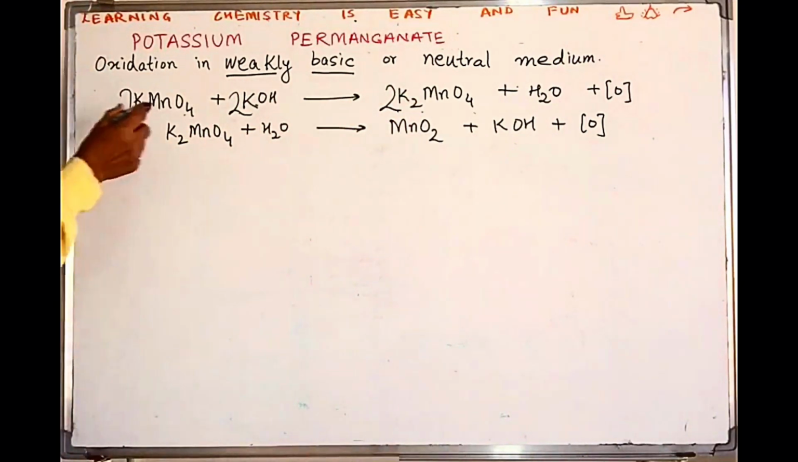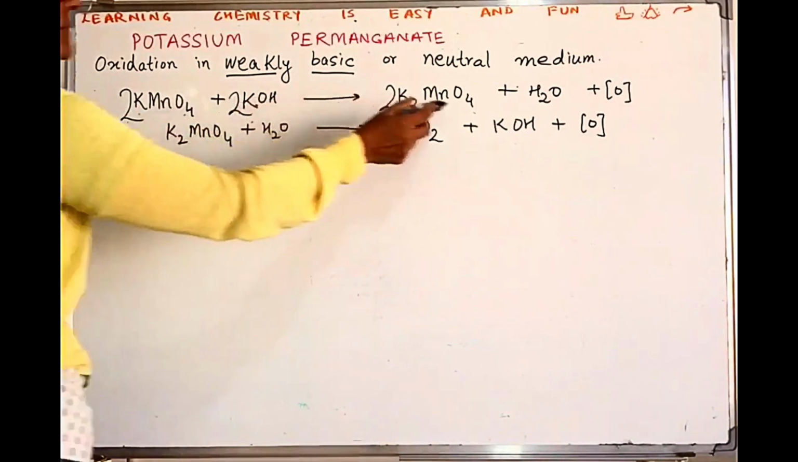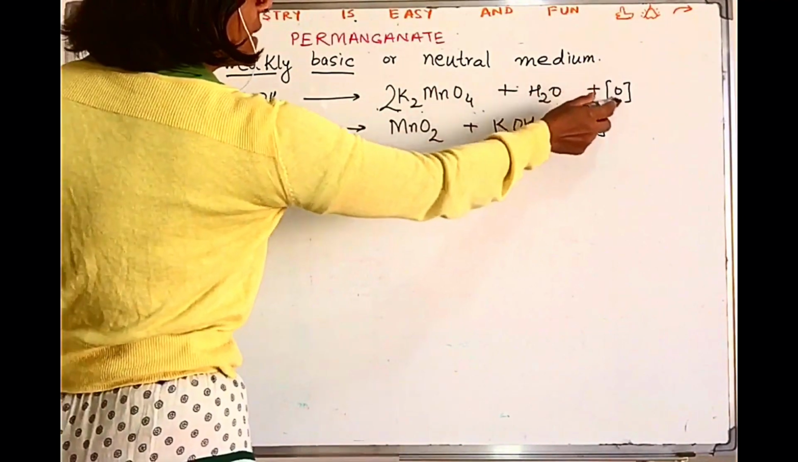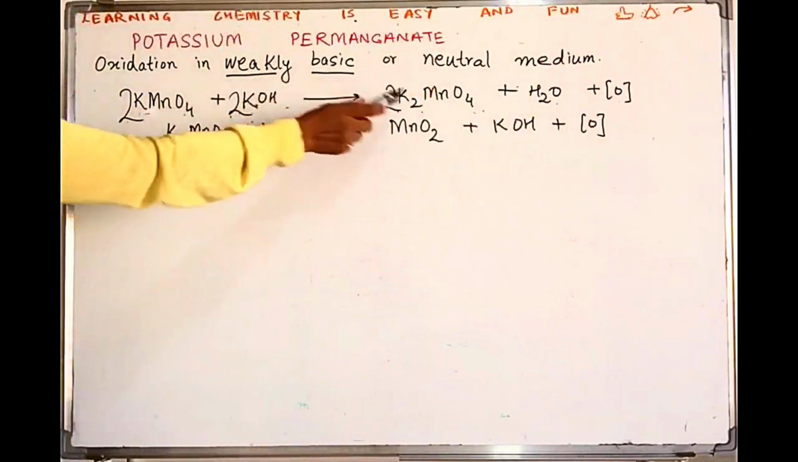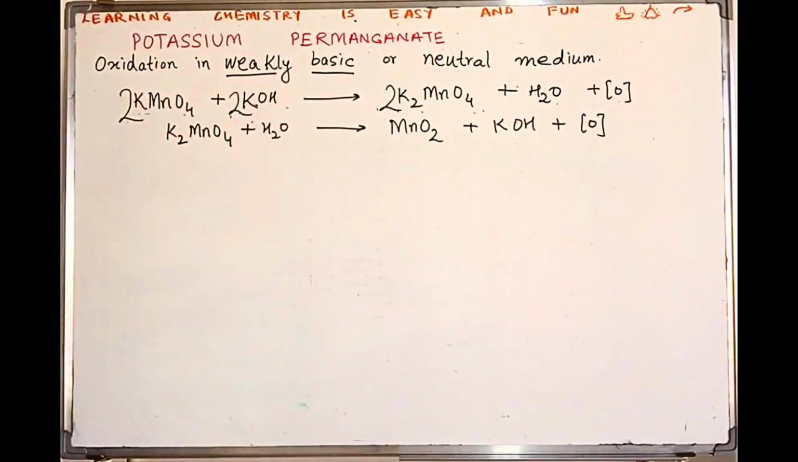Should we check the oxygen? 4 times 2, 8 plus 2, 10. 4 times 2, 8, 9, 10. Hydrogen 2, manganese 2, potassium 4. Our first equation is balanced.